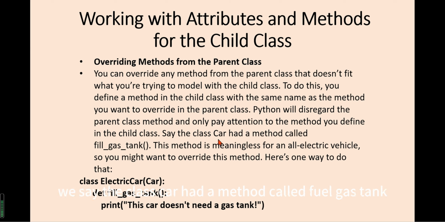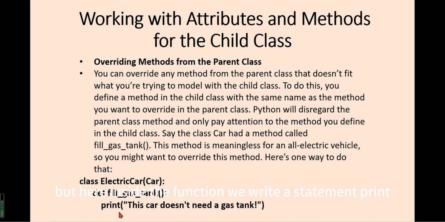Let's say the class car had a method called fuel gas tank, and this method is meaningless for an all-electric vehicle, so you might want to override this method. Here is one way to do that. Inside the class definition for the electric car, we write a function with the same name as the function in the parent car class. So we define fuel gas tank. If there is a function called fuel gas tank in the car class definition, we also write a function called fuel gas tank in the electric car.